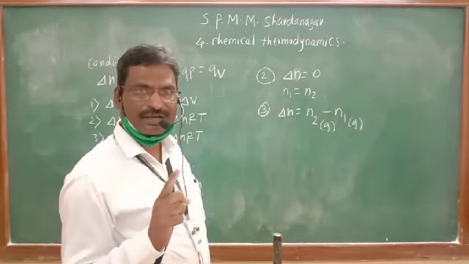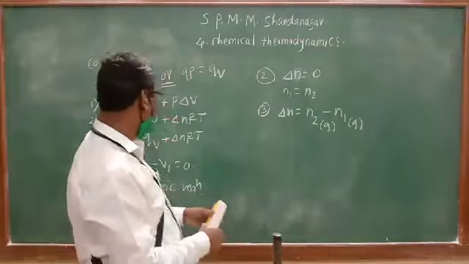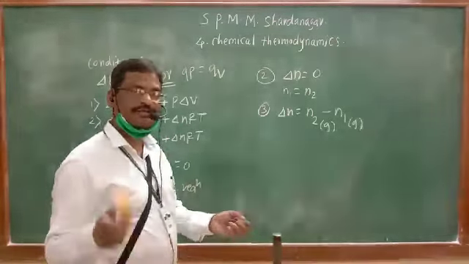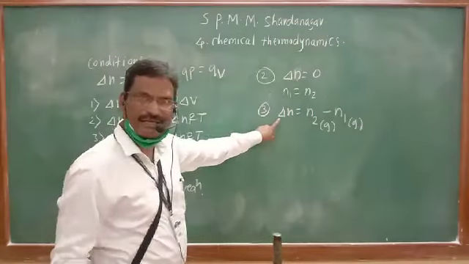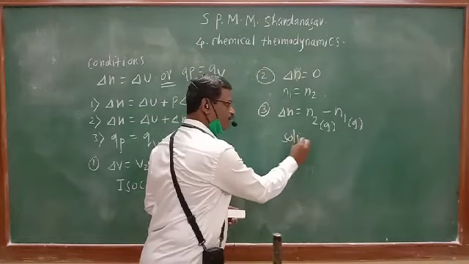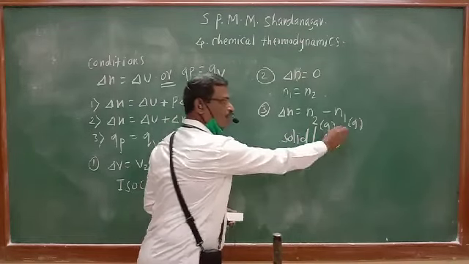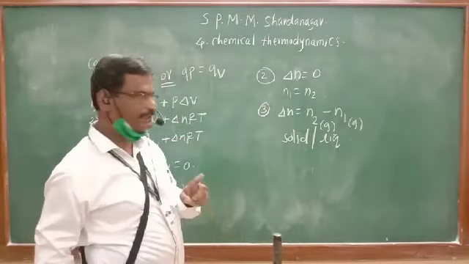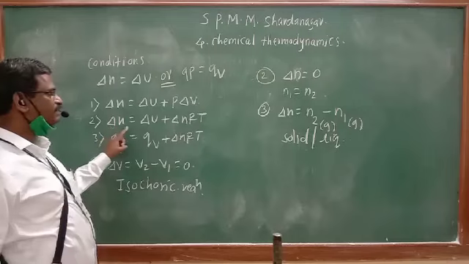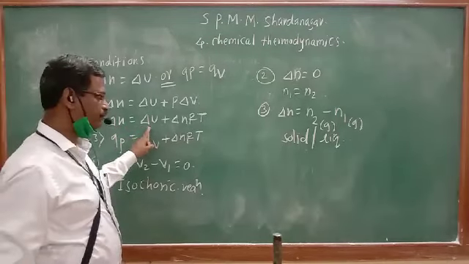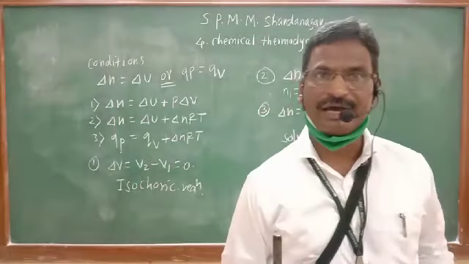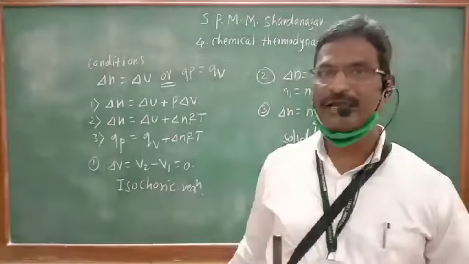Gaseous reactants and products are considered. So suppose the reaction is carried out in liquid state or in solid state, what is delta N? 0. Whenever the reaction is carried out either in solid or liquid state, the change in number of moles is 0 and delta H becomes equal to delta U. So these are the three important conditions under which delta H is equal to delta U.